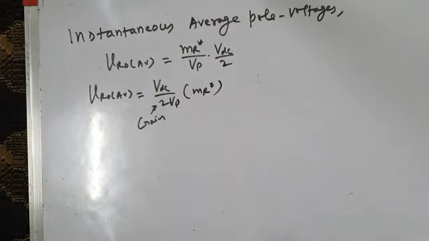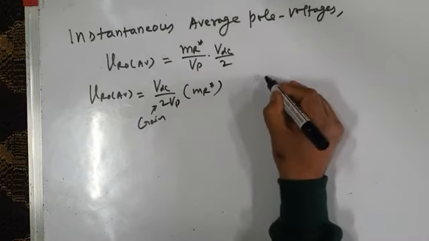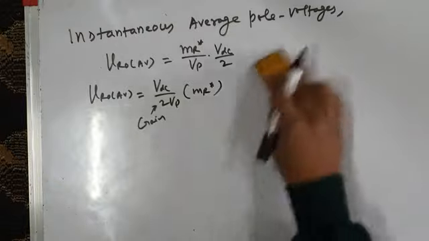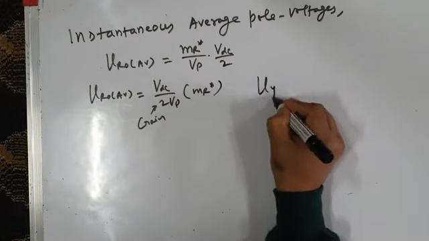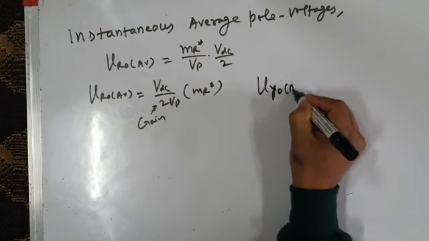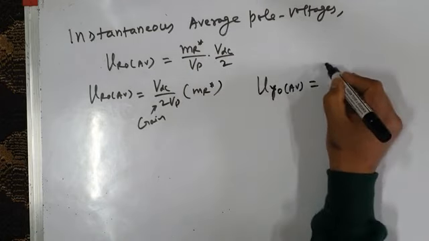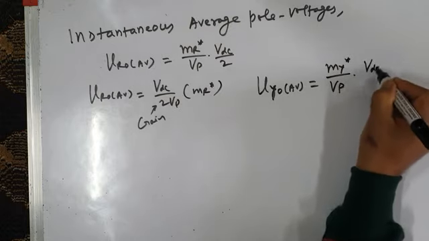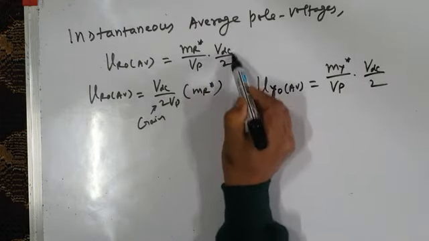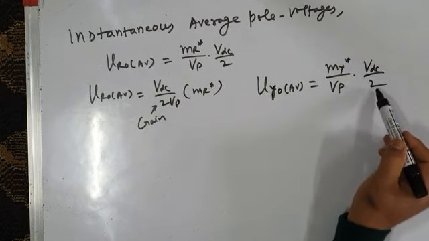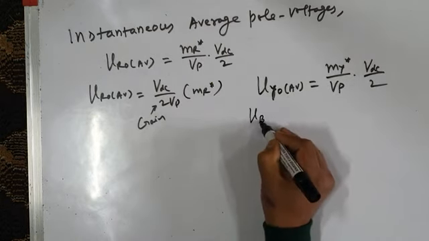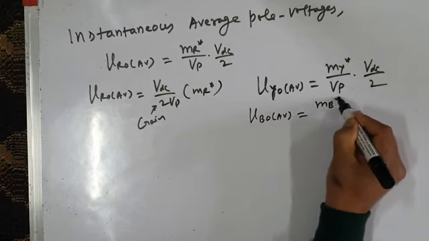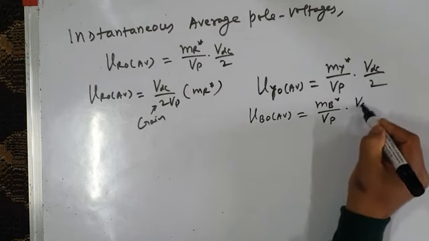Same will be the case with VYO and VBO. So I can write that the instantaneous average pole voltage VYO average will be equal to MY star by VP into VDC by 2. Here it is MR star by VP VDC by 2. Here it will be MY star by VP VDC by 2. And instantaneous average pole voltage VBO will be MB star by VP into VDC by 2.